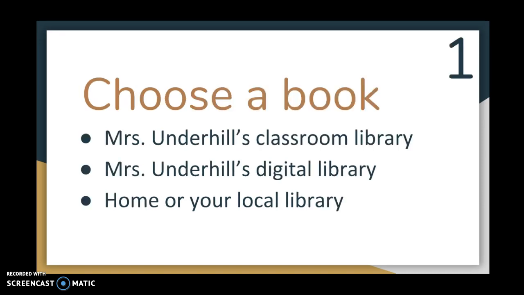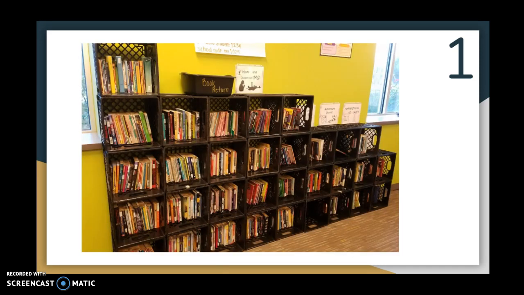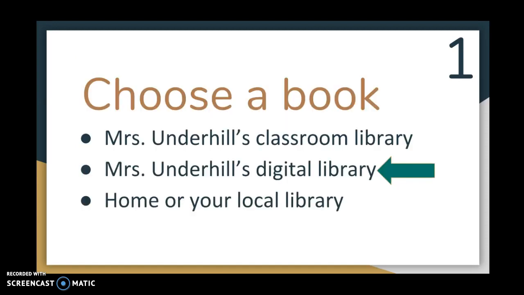Step 1, choosing a book. When choosing a book, you have 3 options. The first option is to choose a book from Mrs. Underhill's classroom library. There is a book checkout procedure that you need to follow for the classroom, but you can obtain the forms and the materials needed near the bookshelf in the classroom.